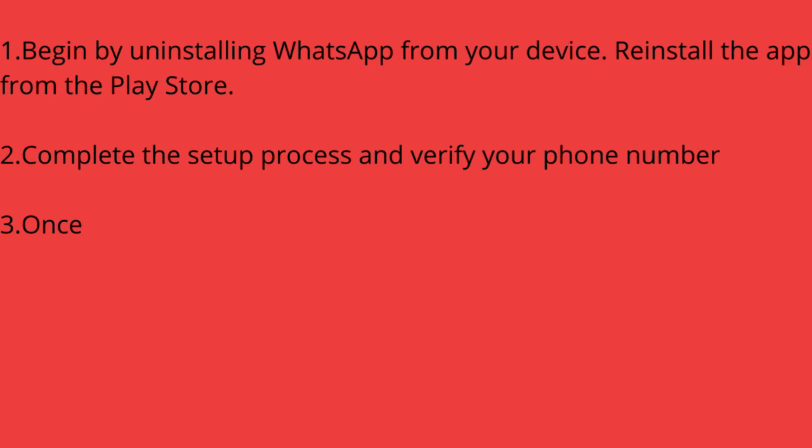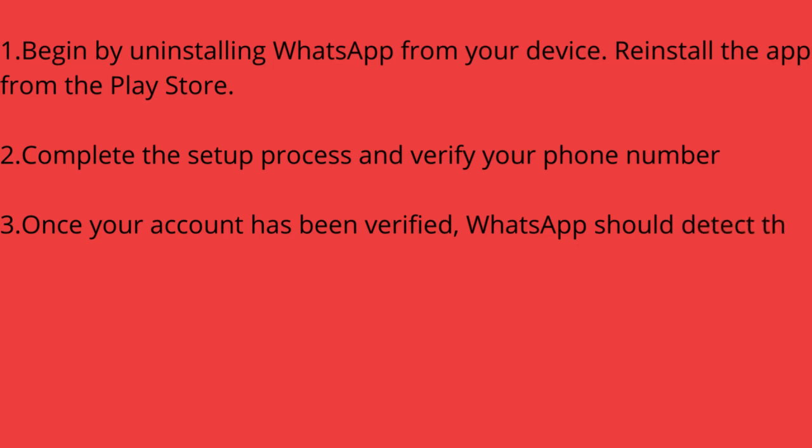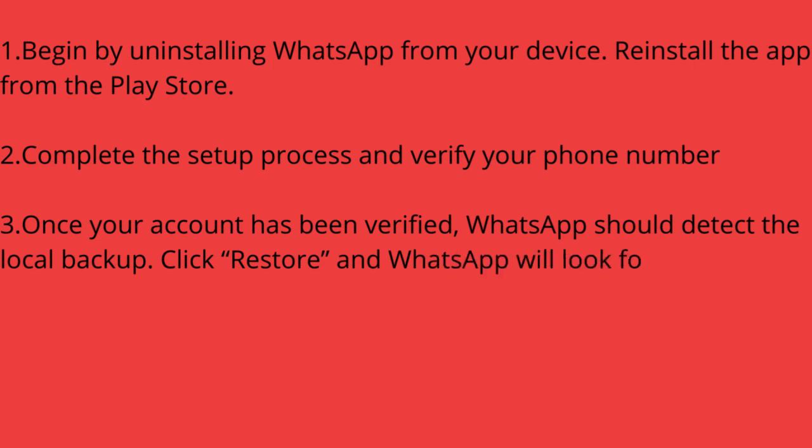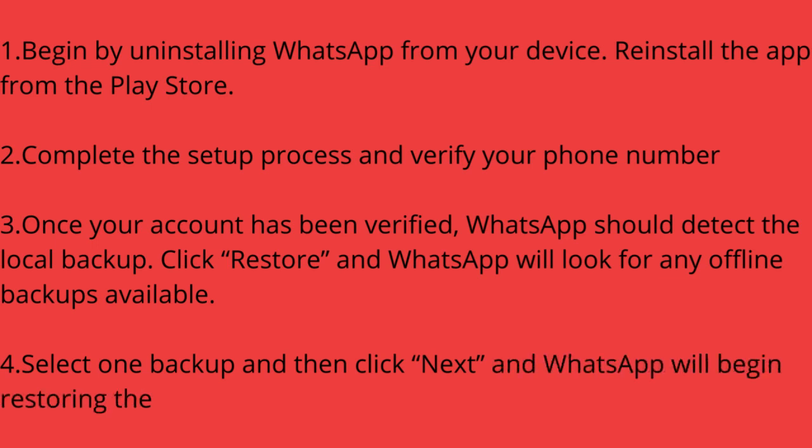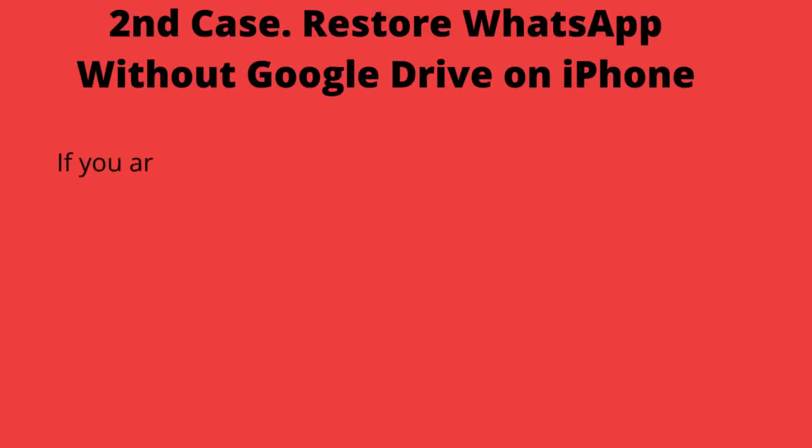1. Begin by uninstalling WhatsApp from your device. Reinstall the app from the Play Store. 2. Complete the setup process and verify your phone number. 3. Once your account has been verified, WhatsApp should detect the local backup. Click Restore, and WhatsApp will look for any offline backups available. 4. Select one backup and then click Next, and WhatsApp will begin restoring the messages.